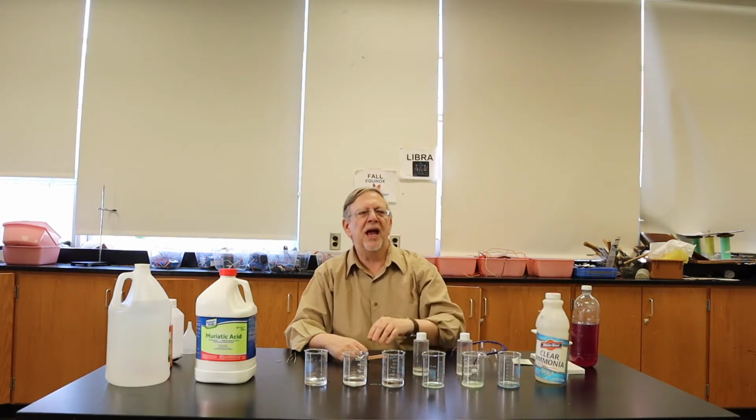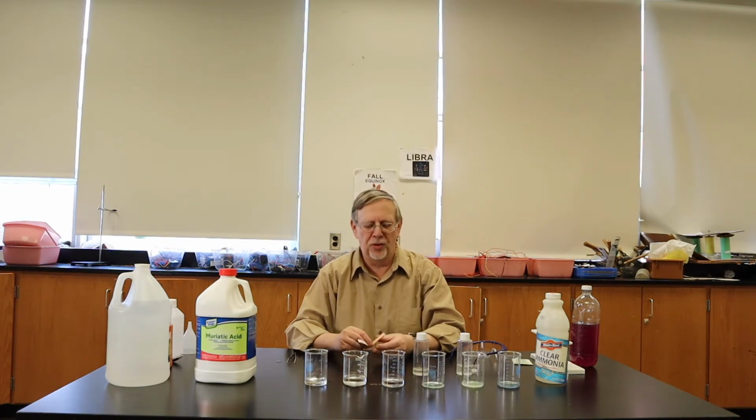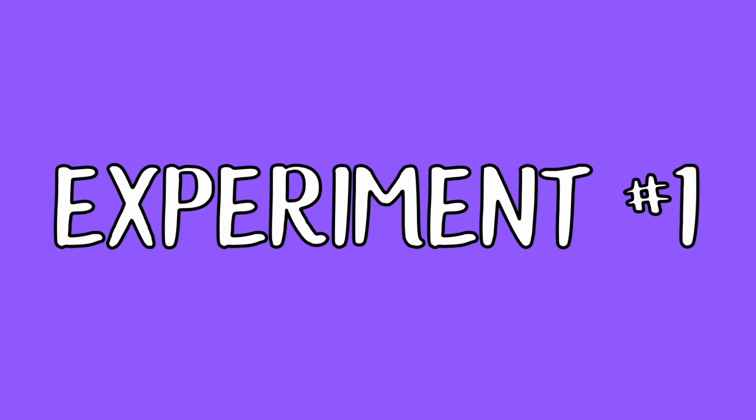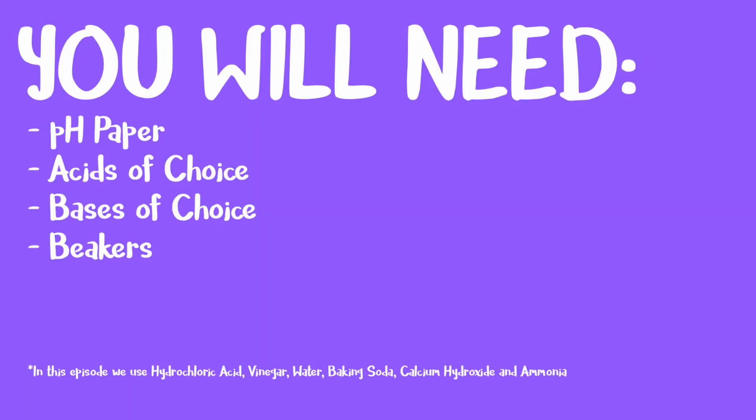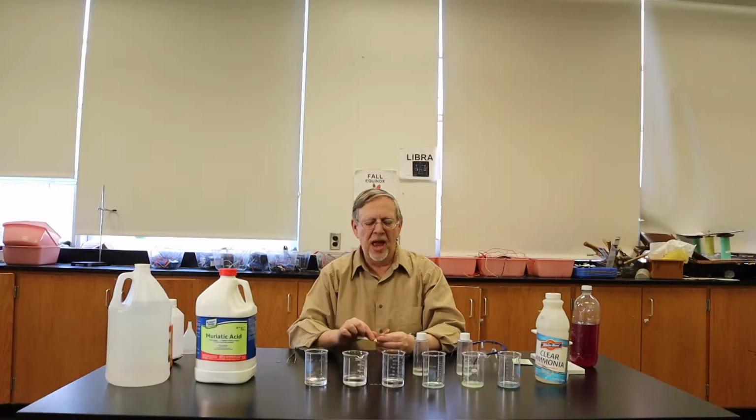It is used to fertilize gardens. And beaker number 6 is ammonia, which is used in cleaning. Each of these has a different pH. Some of them are acidic, some of them are basic, and some of them are neutral. As I put in a piece of pH paper, you will notice how the color changes.